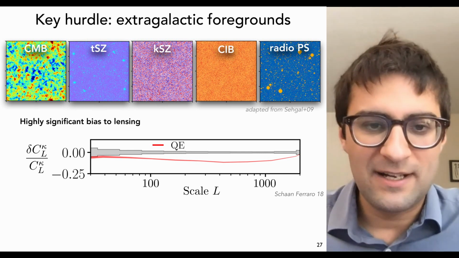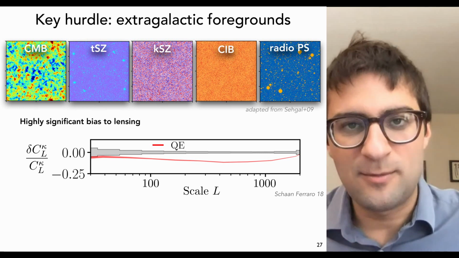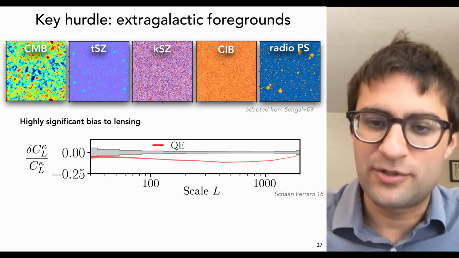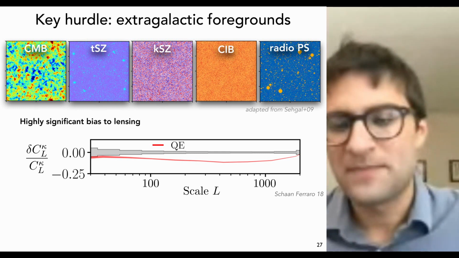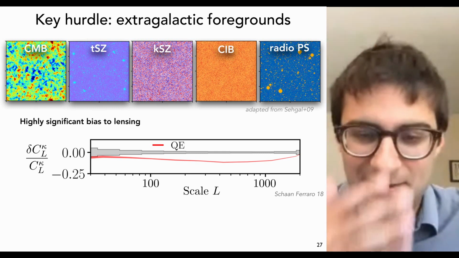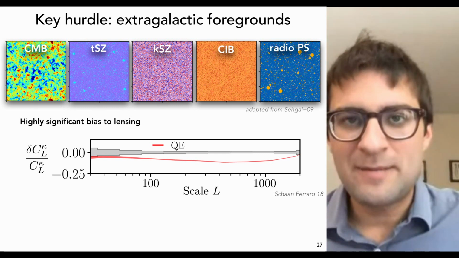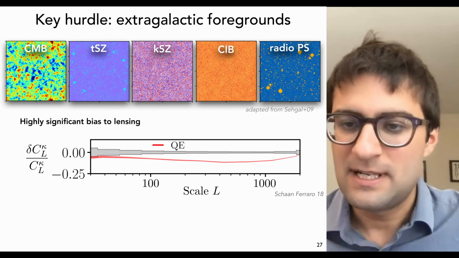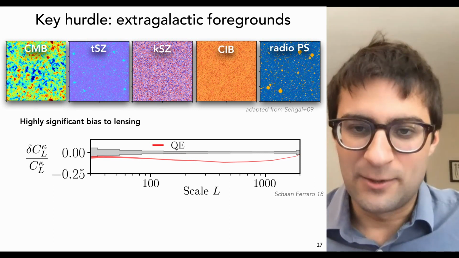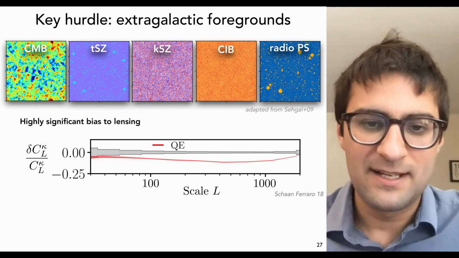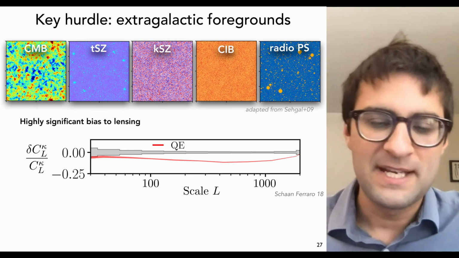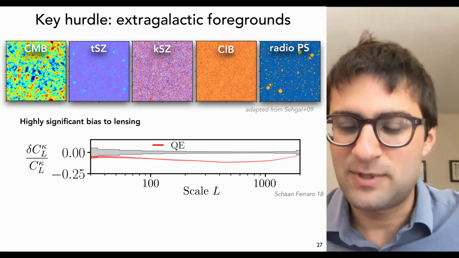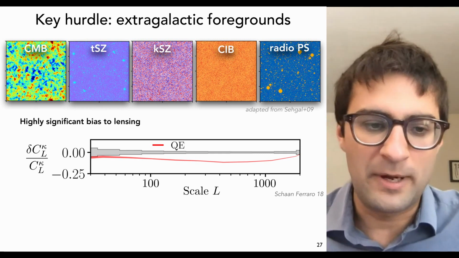So what you can see on this plot is the fractional bias to the CMB lensing convergence power spectrum as a function of Fourier scale. So small scales are on the right, large scales on the left. The gray band shows you the expected statistical uncertainty for SO. And so you would like the bias to be close to 0 and definitely within that statistical uncertainty. And instead, what you find with this standard quadratic estimator is that the bias is extremely large, much larger than your statistical error bar.